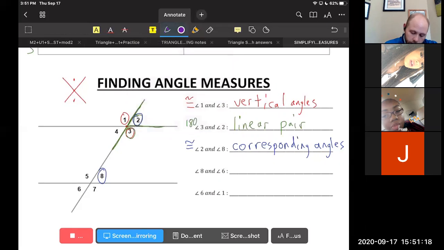Okay? 8 and 6. Give me 8 and 6. We've already talked about these before. They only share a vertex. They're right across from each other. What are 8 and 6? They're equal. They're congruent. What are 8 and 6? Yeah, vertical. Well done. Vertical angles.